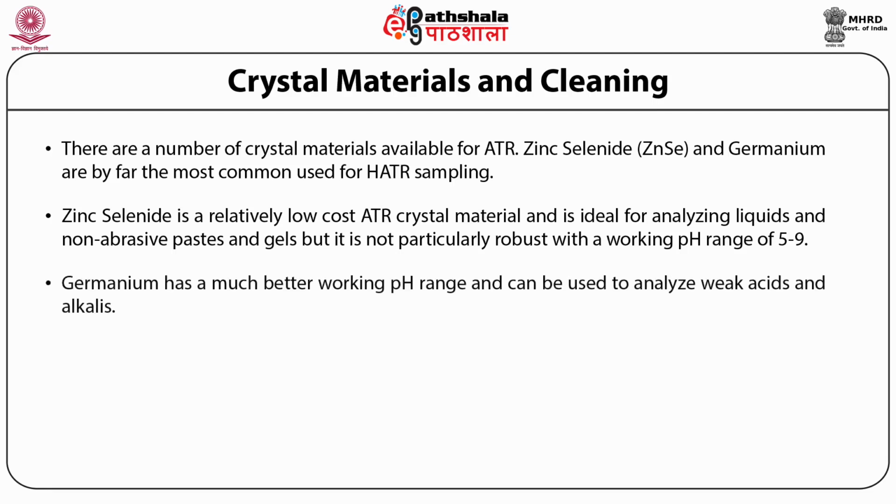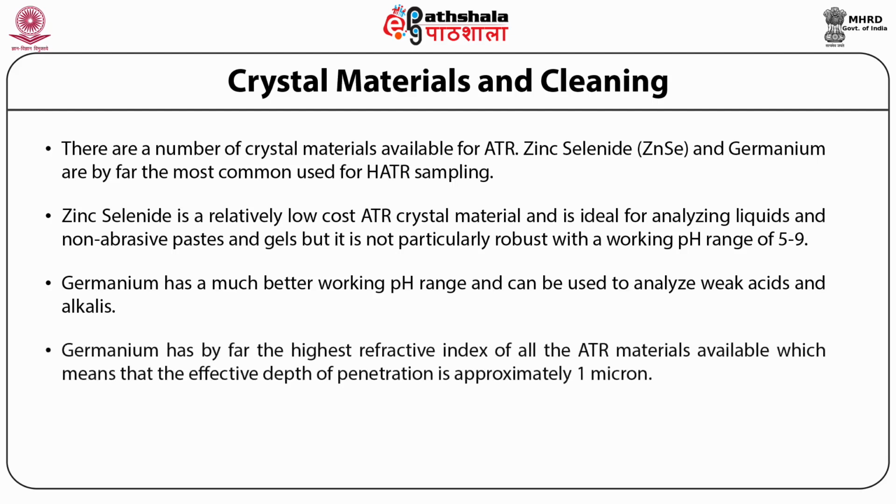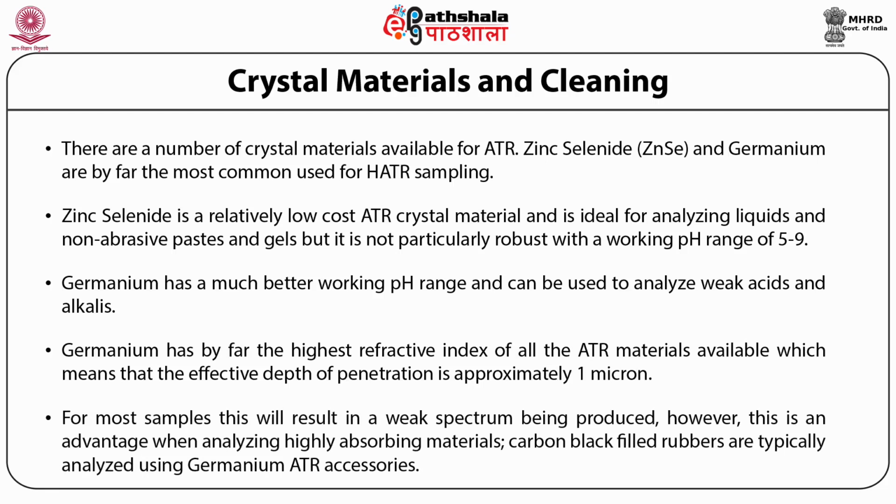Germanium has a much better working pH range and can be used to analyze weak acids and alkalis. Germanium has by far the highest refractive index of all the ATR materials available, which means that the effective depth of penetration is approximately 1 micron. For most samples, this will result in a weak spectrum being produced. However, this is an advantage when analyzing highly absorbing materials. Carbon black filled rubbers are typically analyzed using germanium ATR accessories.